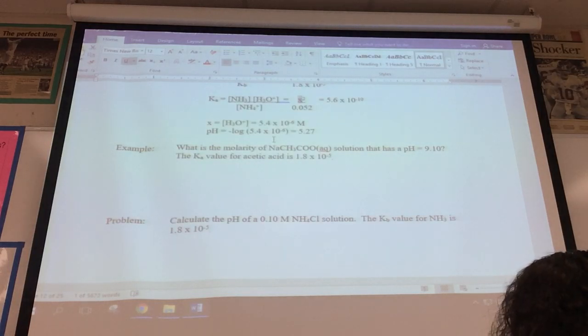The first example says, what is the molarity? And I'm just going to pen down as we go through.